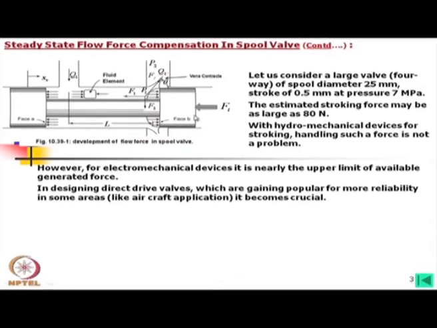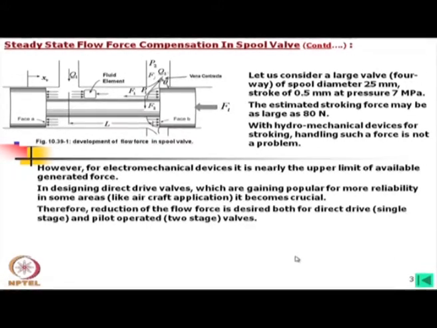Then for a direct drive valve, we cannot use this, or even if you use hydraulics, again some controllability problem will be there. So, if we would like to use the solenoid, it is better to reduce this force. This is the only area which we can reduce, as I have mentioned. Therefore, reduction of flow force is desired both for direct drive single stage, and also in the case of pilot operated, where it is better if you can reduce this force.